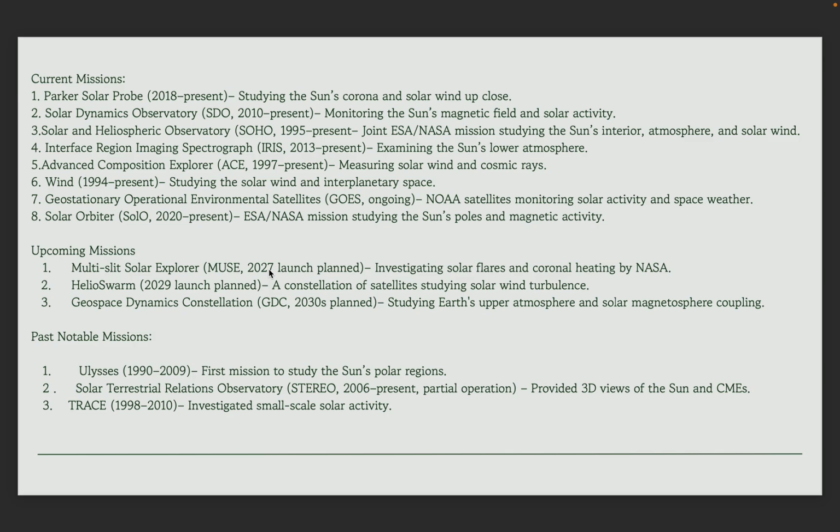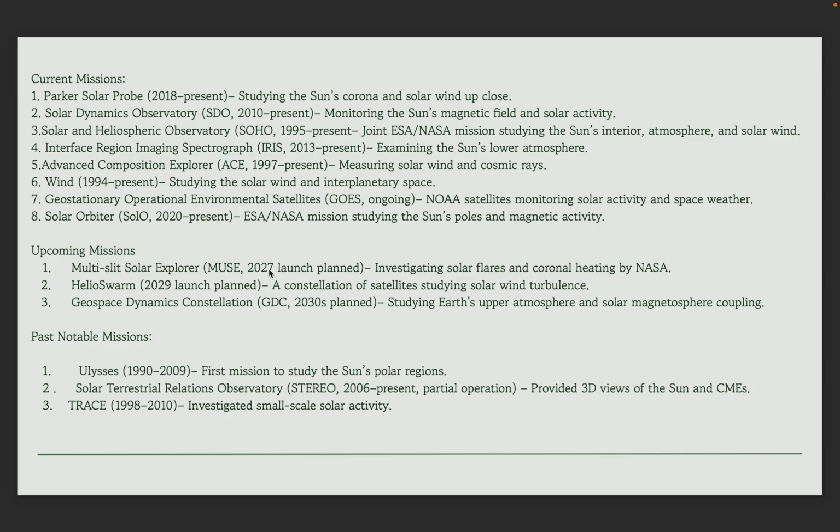The GOES mission is NOAA atmospheric satellites which monitor solar activity and space weather. And Solar Orbiter, SOLO, is a NASA mission that studies solar poles and the magnetic activity. There are other upcoming solar missions: the MUSE mission, investigating solar flares; Helioswarm, studying solar wind turbulence; and the Geospace Dynamics Constellation, studying the upper Earth atmosphere and the solar magnetosphere coupling.